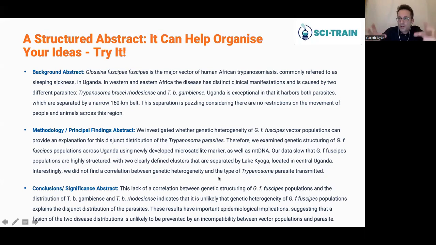Even if your target journal is not asking you for a structured abstract, I recommend that you write one anyway. Using this technique, then you can just delete the structure. Here's an example of a structured abstract. We see them often in biology, in medicine, in chemical fields, but give it a go, because this will really help you to organize and structure your ideas as a researcher.